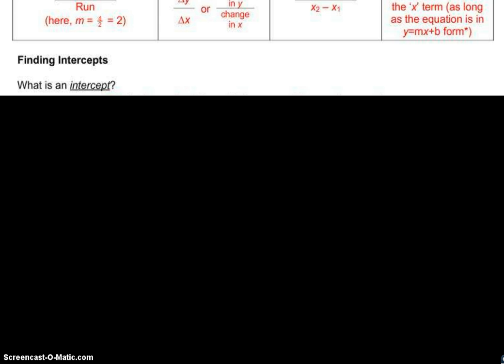Now that we've talked about slope, let's talk a little bit about what an intercept is. So, an intercept is going to be a point where a line intersects or crosses the x or the y axis.